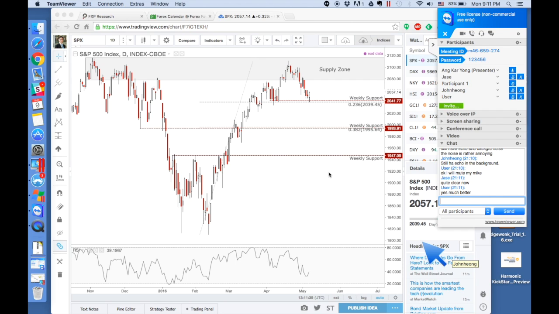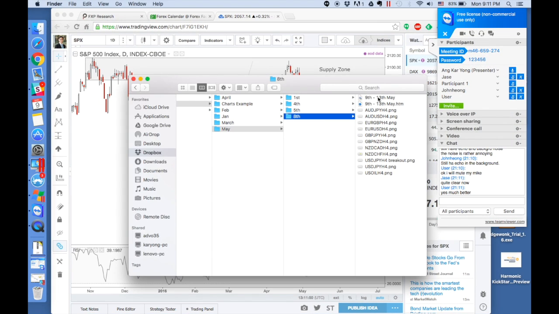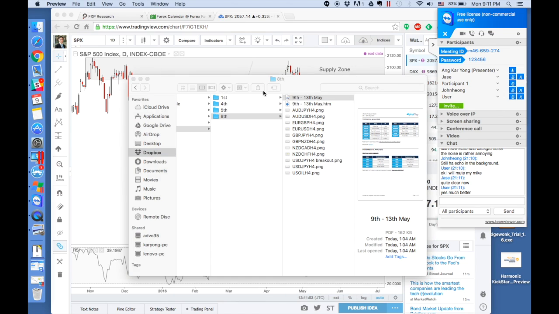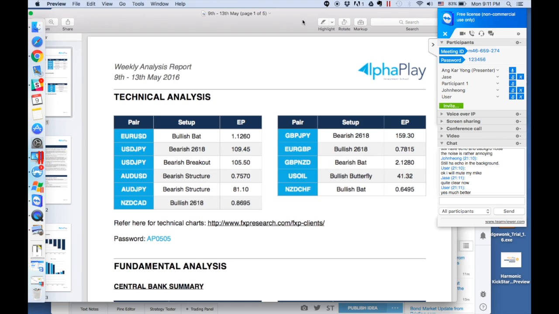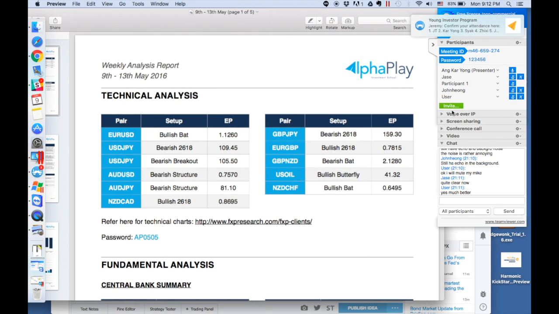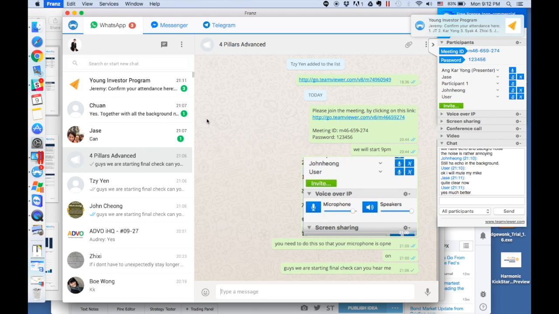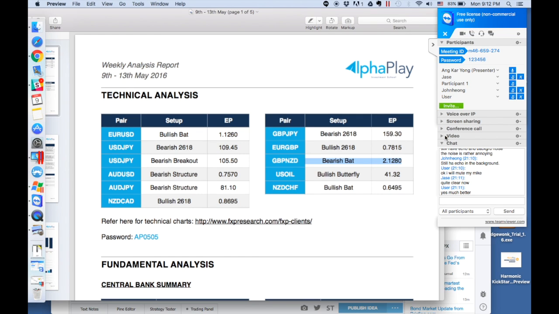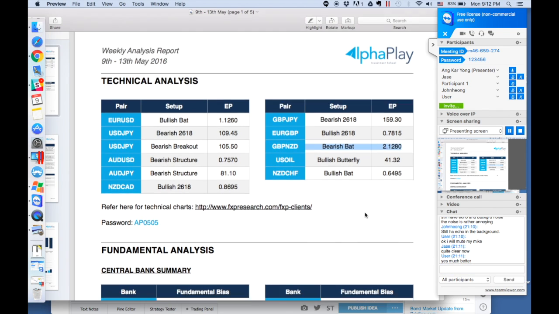Do you guys all have the weekly analysis report downloaded, or have you already looked through it? This one that I'm looking at, this is the report I'm referring to. Let me walk you through this report again.